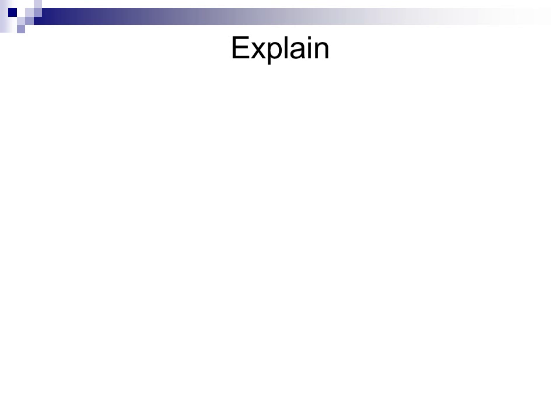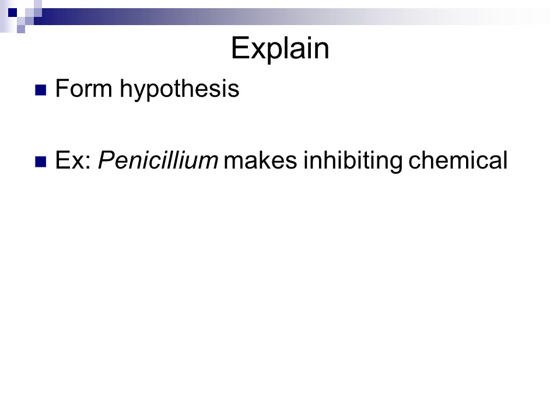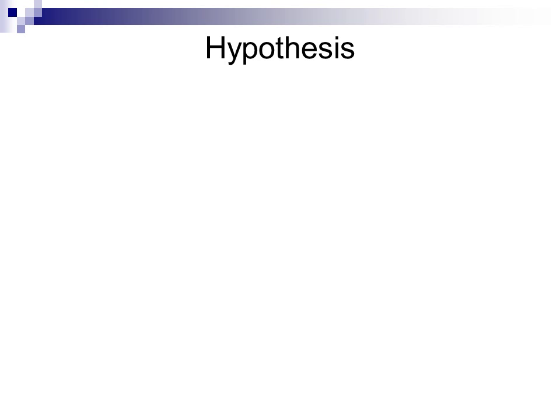The next step is to explain. You'll generally form what we call a hypothesis, which is an evaluated explanation. Fleming's hypothesis was that the penicillium mold was making some sort of chemical that inhibited the growth of bacteria. He called this mold juice.